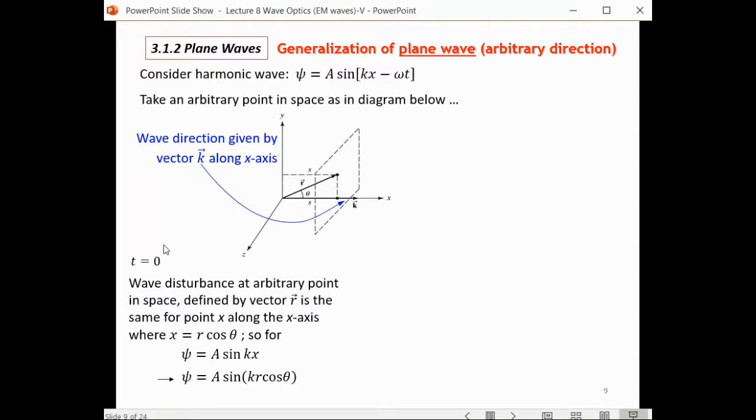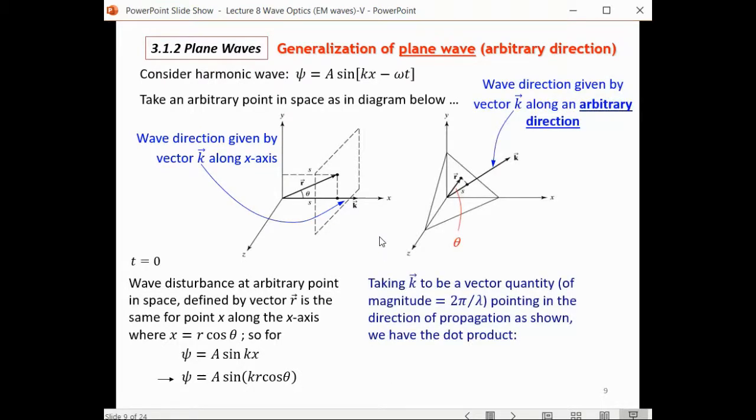The wave disturbance then at this arbitrary point, defined by position vector r, is the same for point X along the x-axis, whereby X is given by r cosine theta. Hence, the wave disturbance becomes psi equals A sine kx. And substituting for x here, it will be given as A sine of kr cos theta.